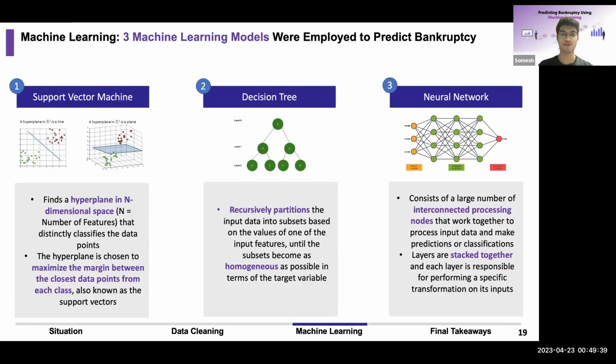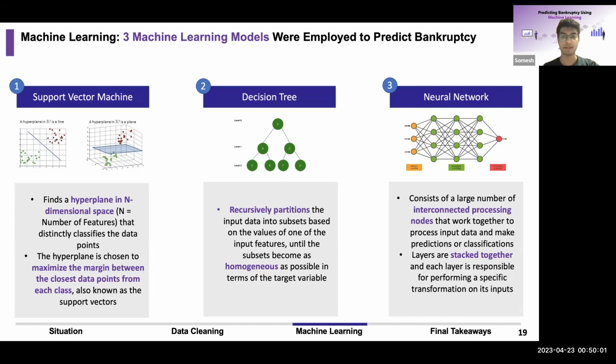Now, let us take a look at the three machine learning models we'll be employing to predict bankruptcy on our dataset. The first model we'll be using is a support vector machine model. The SVM model works by finding a hyperplane in n-dimensional space that can distinctly classify the data points inside our dataset. In this case, the two hyperplanes will be the n equals 95 space for all variables and n equals 10 space for the top 10 variables.